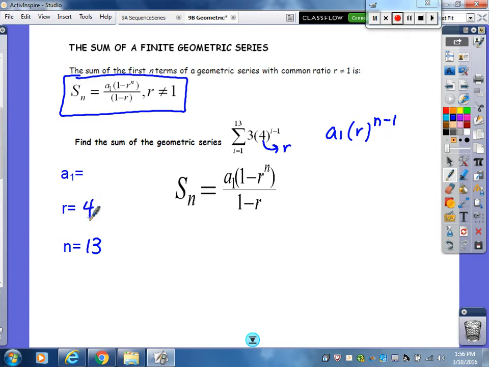And then my first term, looking at this rule again, my first term is 3. You can also find the first term by putting in 1. 1 minus 1 is 0. 4 to the 0 power is 1, times 3 is 3. Alright, now we just have to plug into this formula. So I'm looking for the sum of the first 13 terms. So my first term is 3 times 1 minus my ratio, 4, to the n power, which is 13, all over 1 minus my ratio.